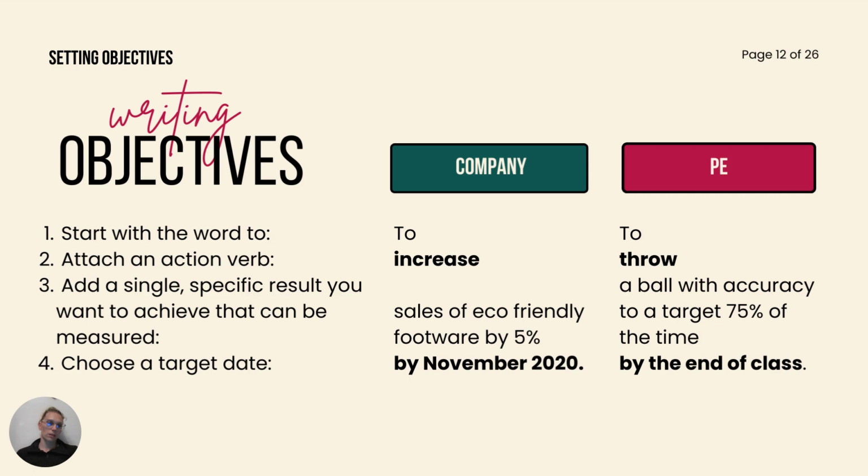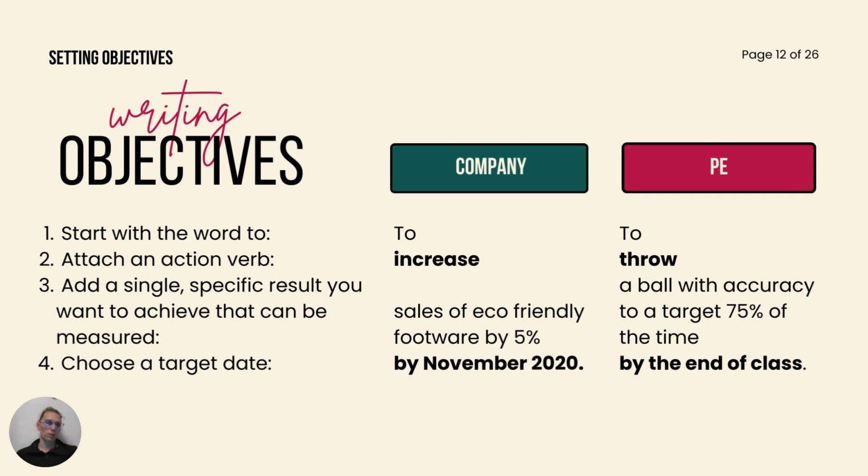If you start over here, start with the word to. Under company, this would be a company objective, and this would be a PE department objective or a PE teacher's objective. Write in an action verb. To increase, to throw. Add a single specific result you want to achieve that can be measured. That's step number 3. Sales of eco-friendly footwear by 5%. To put it in simple terms, to throw a ball with accuracy to a target 75% of the time. And choose a target date.